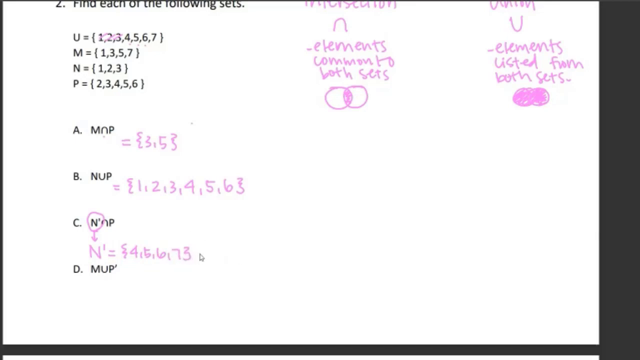And we can intersect that with P, which is 2, 3, 4, 5, 6. So the elements that are common to both, we have 4, 5, 6.